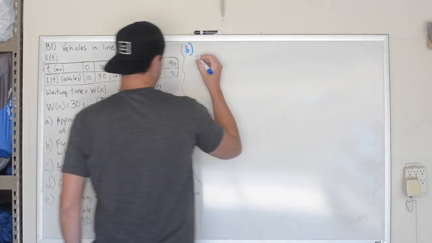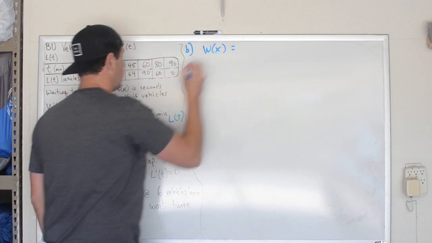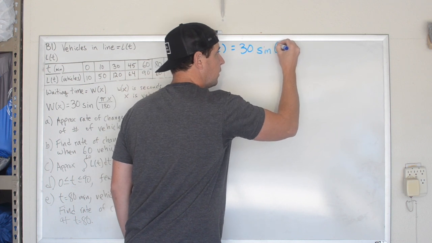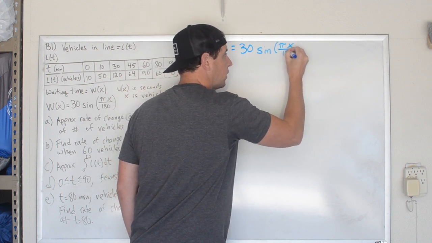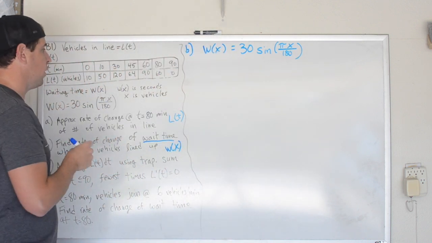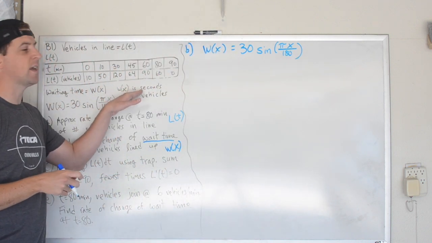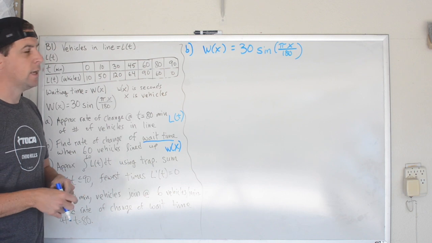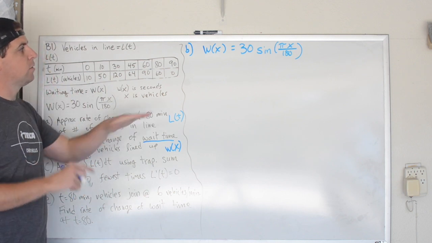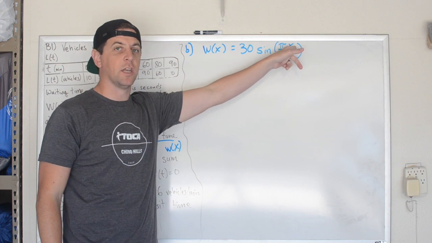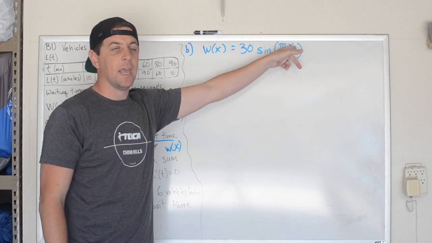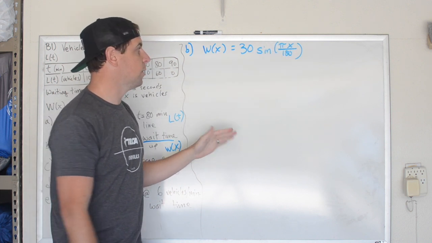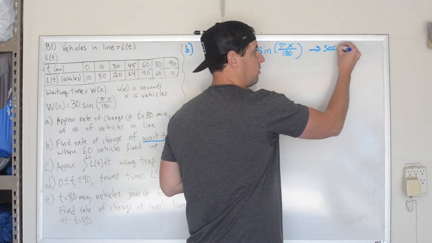So here we go. Remember W of x, they told me, was equal to 30 sine of pi x divided by 180. Remember W of x is representing the number of seconds that you're waiting, and x is the number of vehicles in line. So when we take the derivative, it's important to know what we're taking the derivative of. Here, x is representing a number of vehicles in line. So if I said, if there's 180 vehicles in line, what is my waiting time? W of x is my waiting time, so my answer currently would be in seconds.